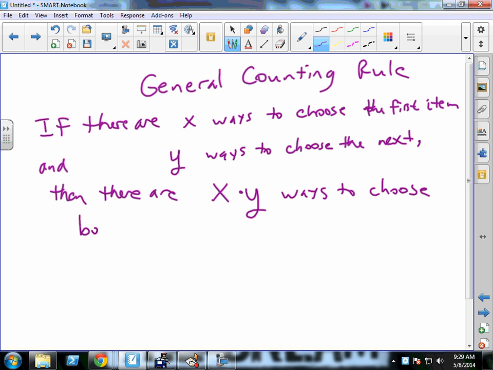On the OGT, on the ACT, on the SAT, they always have this question. You're going to buy lunch. There's 2 drink choices, there's 3 sandwich choices, and there's 2 dessert choices. How many possible lunches are there? Let's try that again. X ways to choose the first item, Y ways to choose the next, then there are X times Y ways to choose both. So again, with the school lunch, how many possible school lunches are there? 12. Okay.